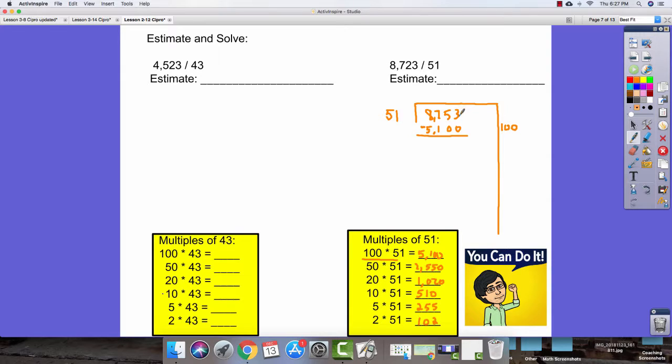So now I subtract. 3 minus 0 is 3. 5 minus 0 is 5. 7 minus 1 is 6. And then 8 minus 5 is 3. So now I have 3,653 left to divide.